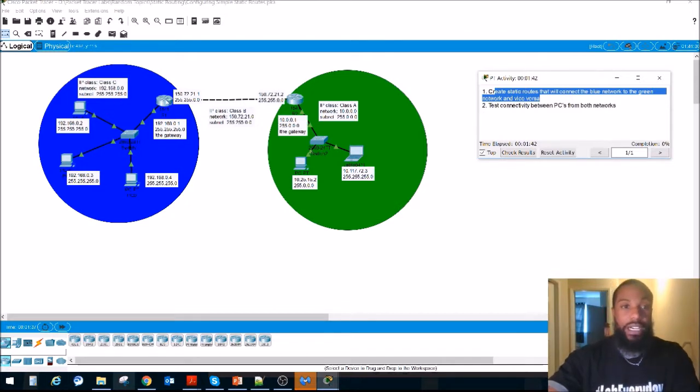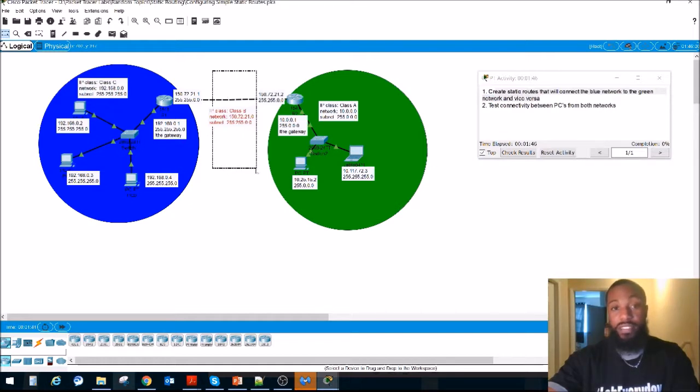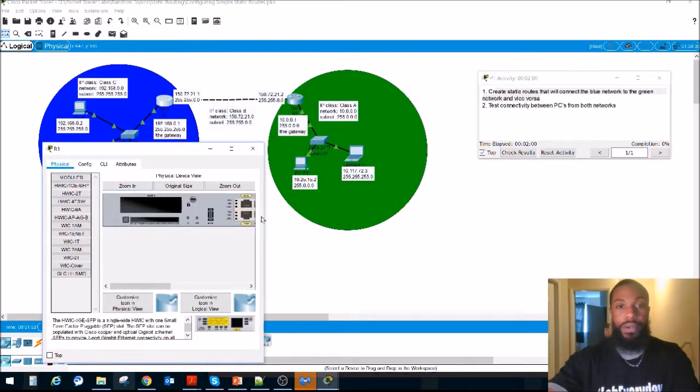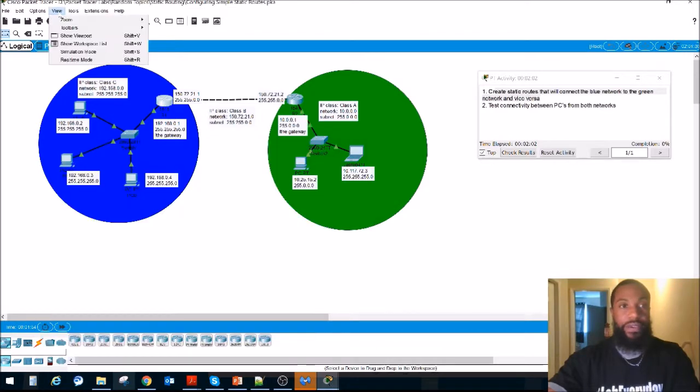And then let's not forget, this is another network essentially. This point-to-point network right here. It's a class B, 152.72.21 network, right? Let's go ahead and go to this router and configure the routes.